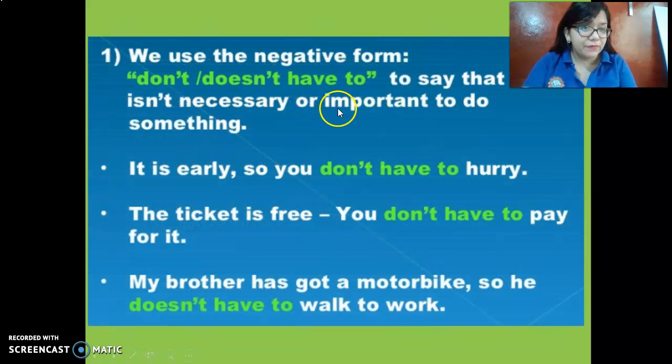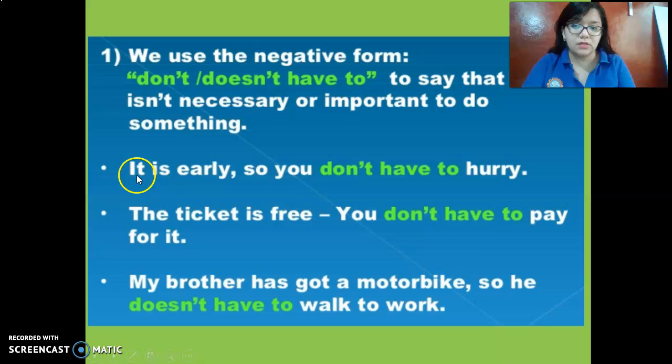We use the negative form don't or doesn't have to. Don't for the subjects I, we, you, and they, and doesn't for third person he, she, and it. To say that it isn't necessary or important to do something.